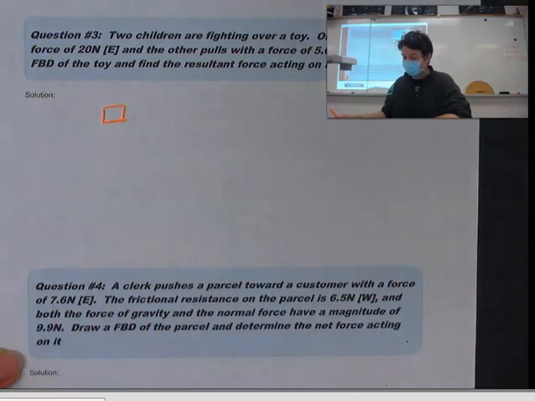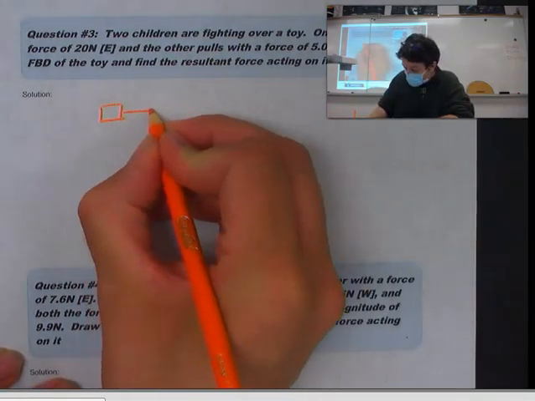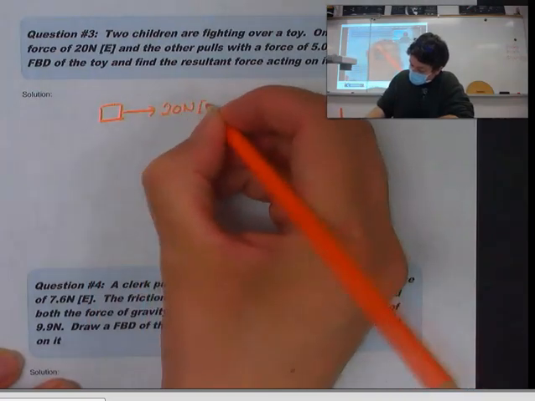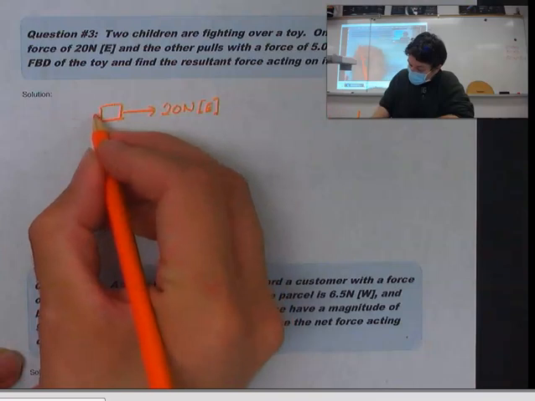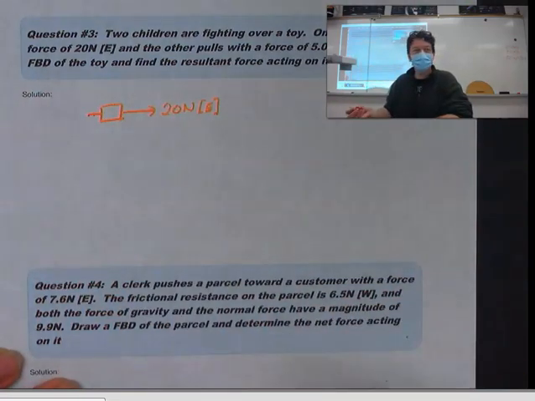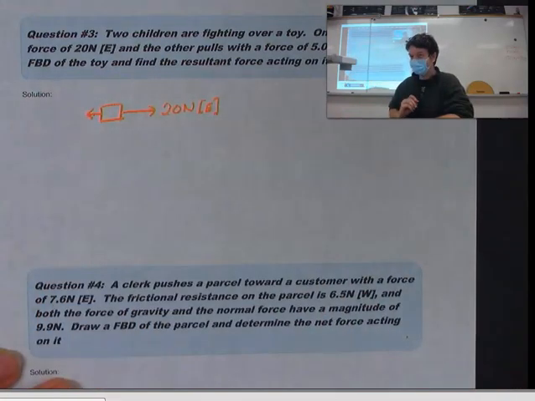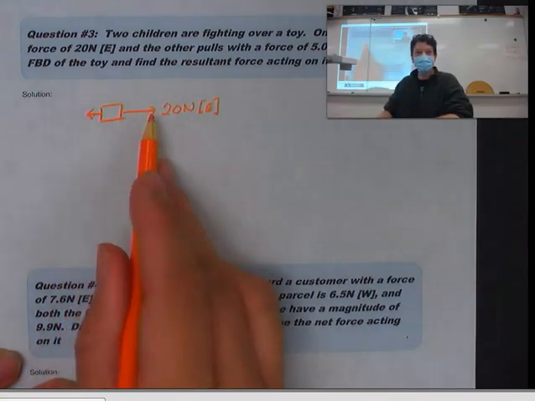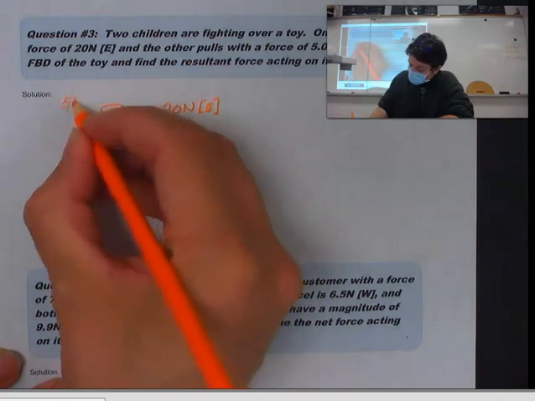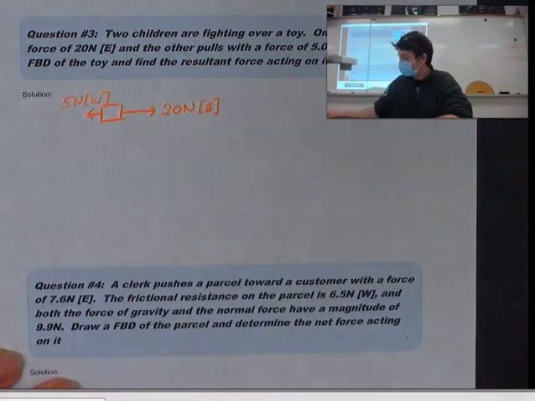Right? So there's the toy. And it says we have one student pulling 20 newtons east, so I'm just going to write 20 newtons east. And the other one, now usually on a free body diagram, if the magnitude is a lot smaller, then the length of the arrow should be smaller. So in this case, you can clearly see this arrow has more force than that one. And that's 5 newtons west. So there's our free body diagram.